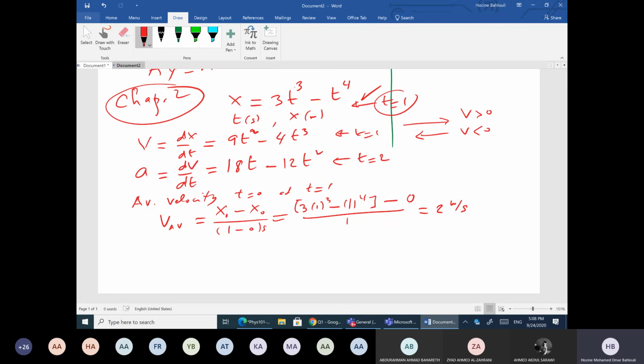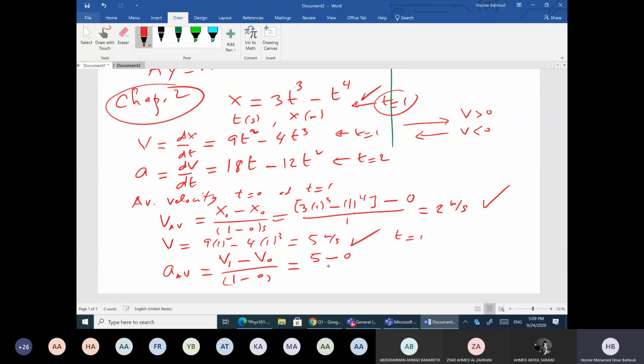That's the average velocity. Whereas the instantaneous velocity at t equal to 1 will be 9 times 1 square minus 4 times 1 cube, so it will be 5 meters per second. See, this is the instantaneous velocity at t equal to 1, and this is the average between 0 and 1. They are different. Clear, guys? The same thing, if you ask for the average acceleration, it will be V final minus V initial, between the same times, 0 and 1. So it will be V at 1 minus V at 0, divided by 1 minus 0. V at 1 is 5, minus V at 0, which is 0, divided by 1 minus 0, so it will be 5 meters per second square. And this is acceleration. Clear, guys?